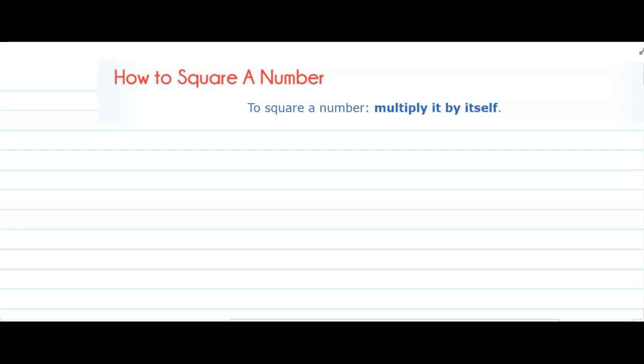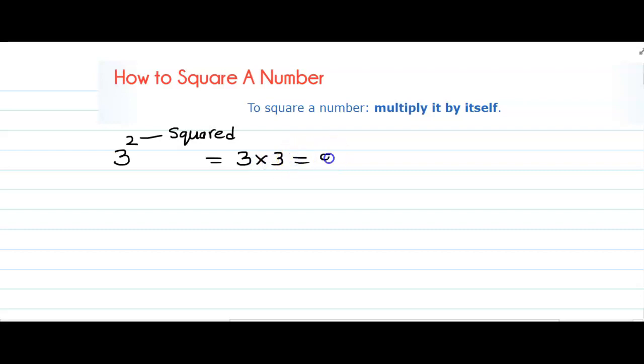Year 7, today we are going to learn about how to square a number. To square a number, multiply it by itself. What does it mean? If we say 3 squared, we put a 2 on the top. The 2 means squared. So 3 squared means the number multiplied by itself.